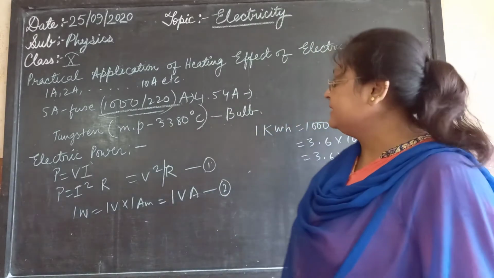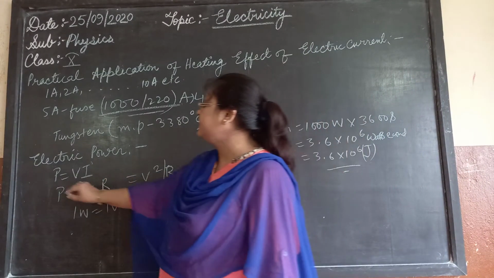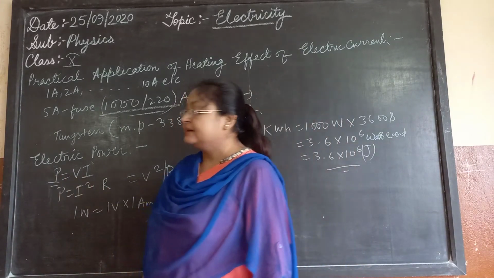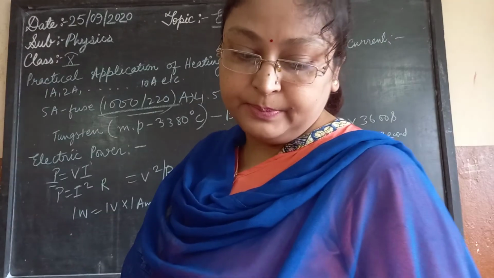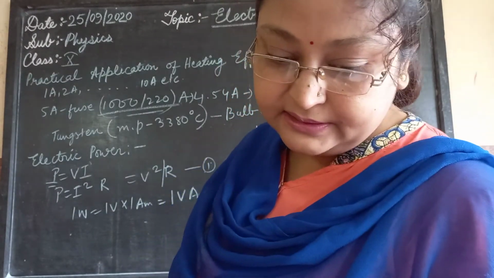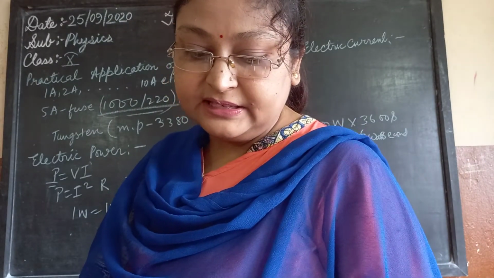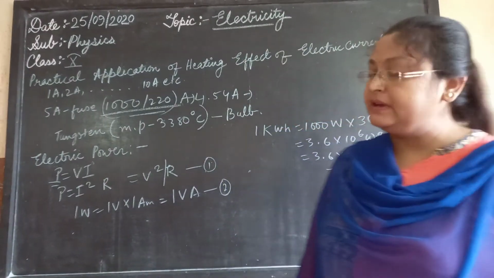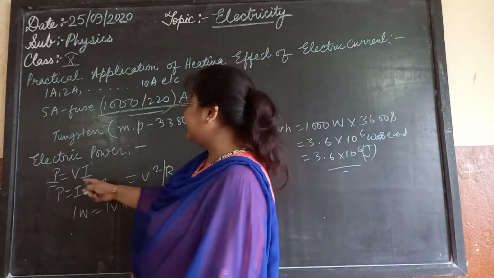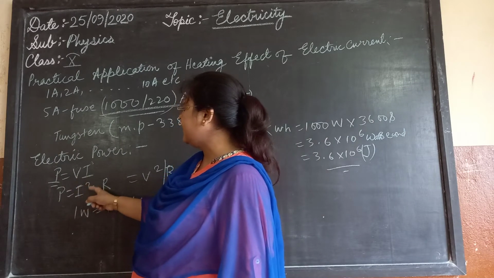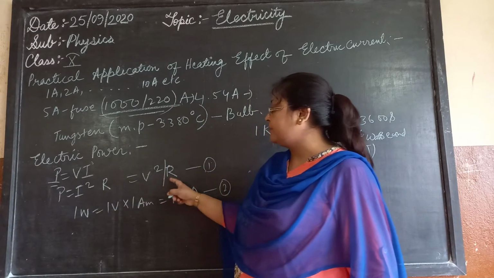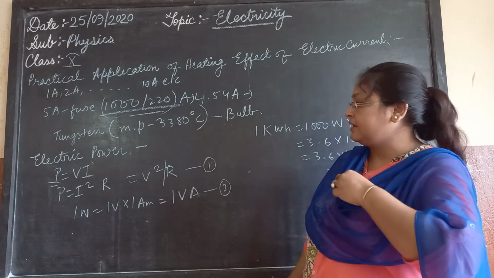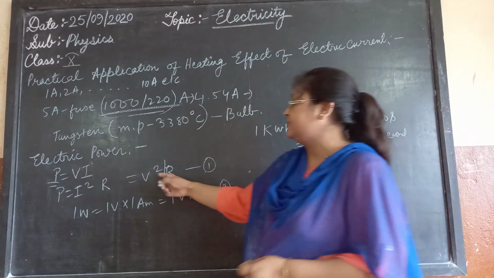Now electric power, which is given by P. P is defined as VI, that is voltage into ampere. This is the equation we have studied: the rate at which electric energy is dissipated or consumed in an electric circuit is termed electric power. P is given by V into I, and since V is equal to IR, it becomes I square R. It is also equal to V square upon R, because IR is equal to V.